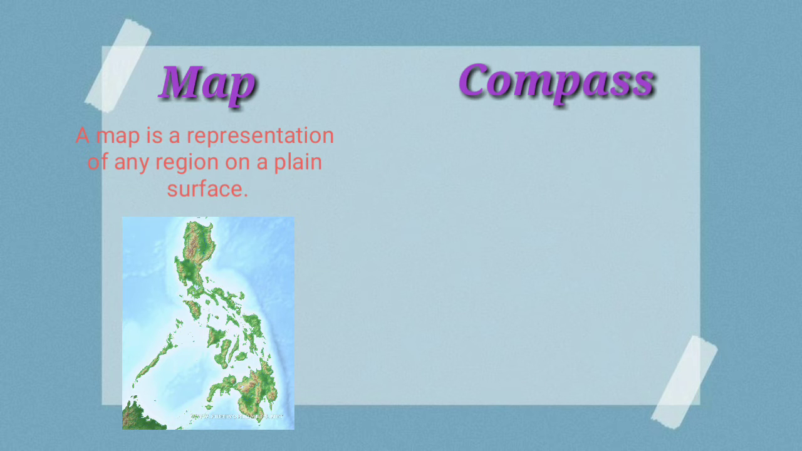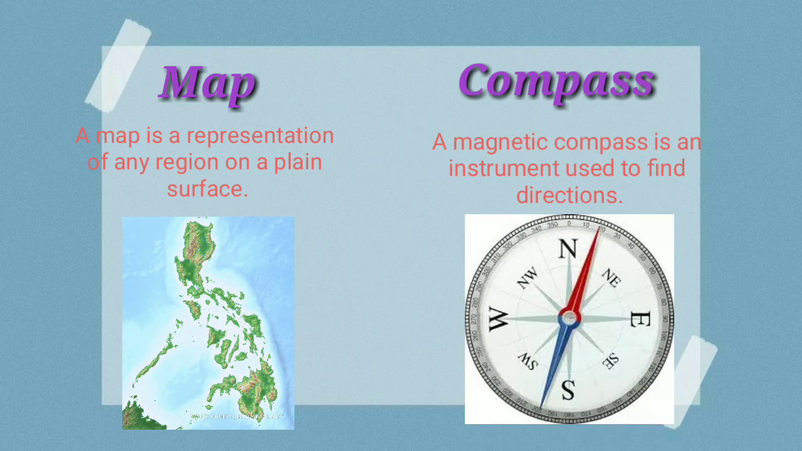Now, compass. A magnetic compass is an instrument used to find directions. The needle of the compass points to the magnetic North Pole. There are 4 cardinal points in the compass. They are the north, indicated as N, south for S, east for E, and west for W.